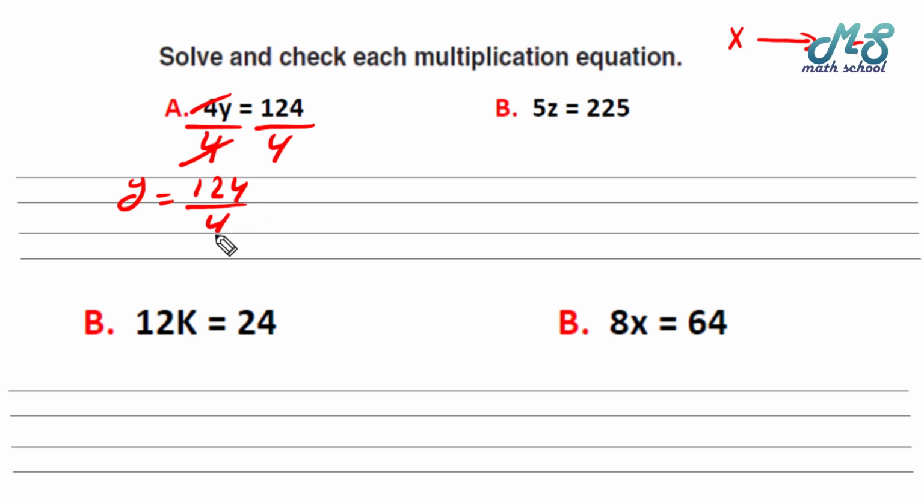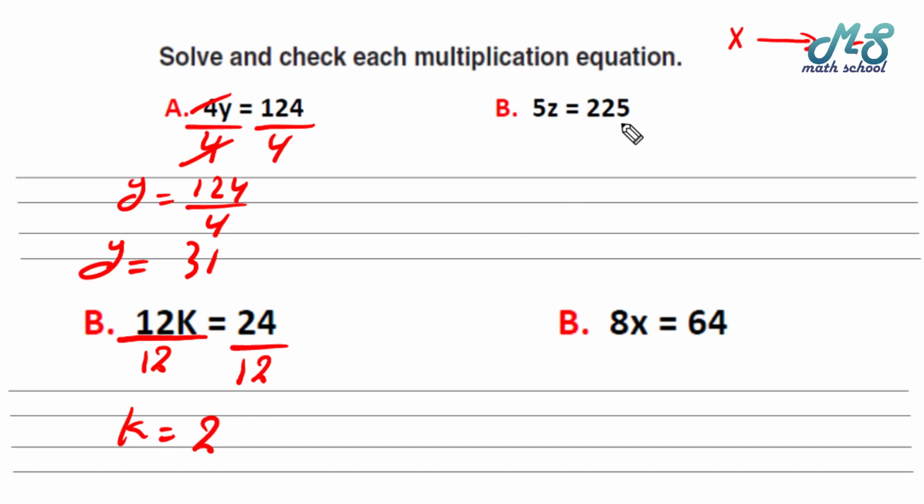124 divided by 4. You can find it mentally or by direct division. 12 divided by 4 equals 3. 4 divided by 4 equals 1. Now y equals 31. By the same way, 12k equals 24. To find the value of k, divide both sides by 12. Now we get k is equal to 24 divided by 12 equals 2.